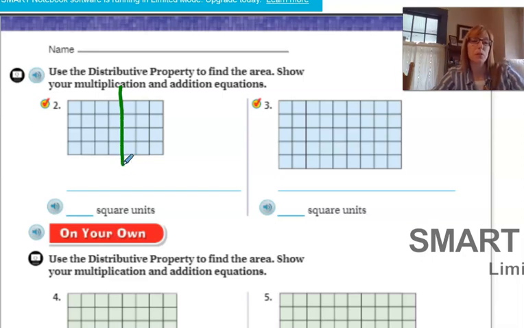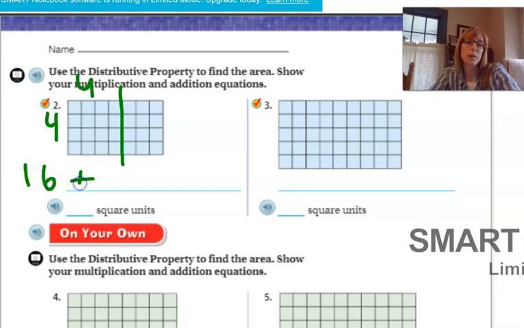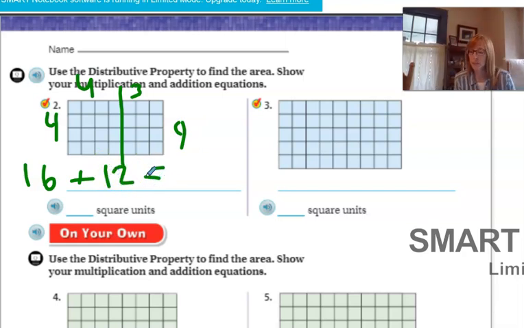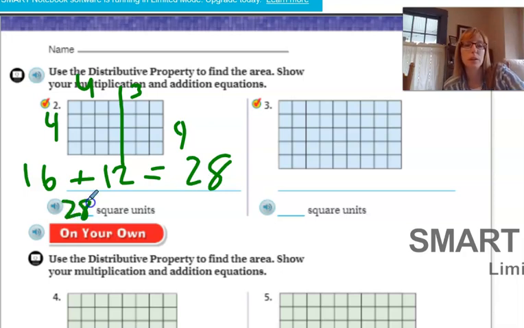I'm going to go this way. I'm going to go vertically, and I have my 4 and I have my 4. So 4 times 4 is, hopefully you got 16. Plus I have 3 here and 4 here, which is 12. So hopefully you have 16 plus 12. And we know that 2 plus 6 is 8 and 1 plus 1 is 2, so 28 would be your square units. Okay, so there's your 28 square units.